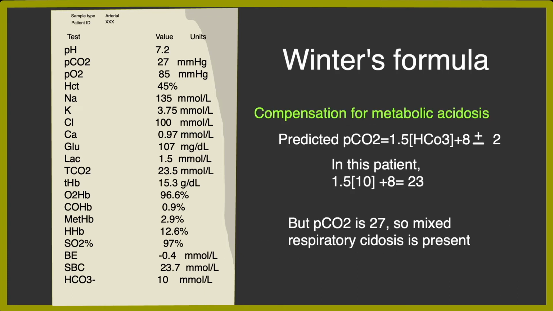The Winter's formula is for compensation of metabolic acidosis. The predicted PCO2 is 1.5 times the bicarbonate plus 8, plus or minus 2. In this patient, it should be 23, but the PCO2 is 27, so there is a mixed respiratory acidosis also present.